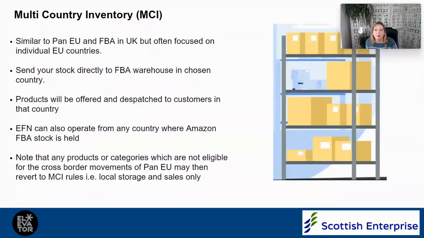The final programme is called Multi-Country Inventory, or MCI for short. It's a little bit of a funny one now because it's quite old. In fact, it was the first EU programme for UK sellers. So back then there was no Pan-EU programme, and so any sellers who wanted to start expanding out into Europe could simply do so by just targeting individual EU countries. And the same process still applied, where they could send their stock directly to each country. They would benefit from Prime eligibility and lower FBA fees.